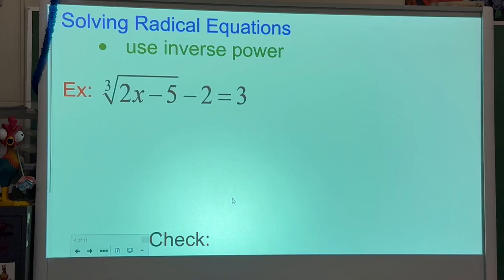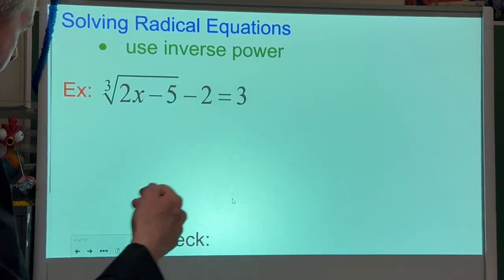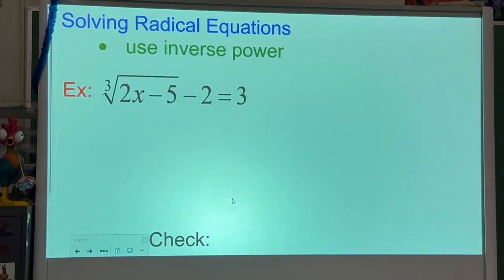Maybe it's not a square root. Maybe it's some different type of root. Well, the process is going to be pretty similar. We will use the inverse power as we try to solve radical equations. We have the cube root of 2x minus 5, that's all inside the cube root, minus 2 is outside, equals 3.